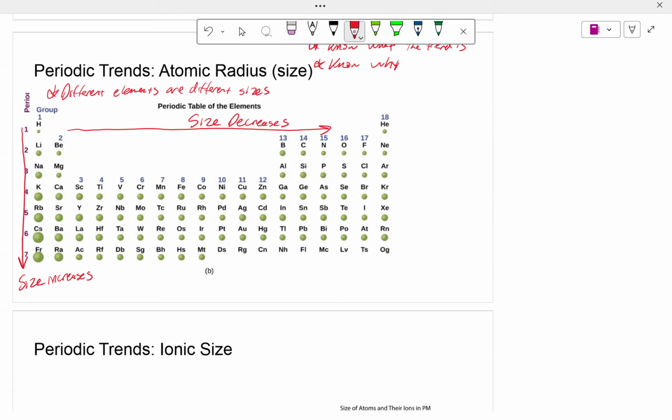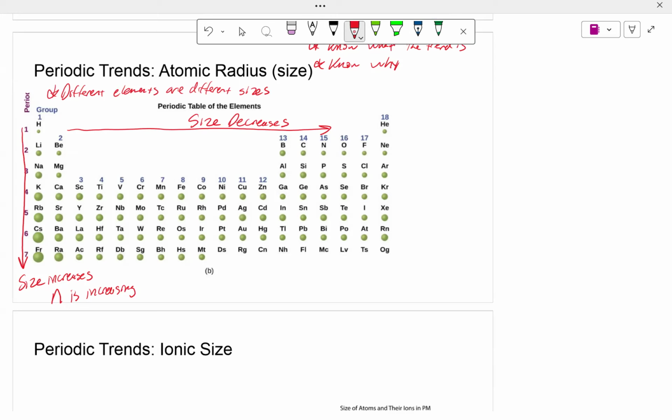So I want you to think about that a little bit. Why would size increase going from top to bottom? Well, as you go from the first row to the second row to the third row and so forth, n is increasing. The energy levels are increasing. Think about adding another floor to your electron hotel. So lithium has 2 floors, sodium has 3, potassium has 4, and so on and so forth. So you're literally increasing the radius by adding more, quote unquote, electron floors or energy levels to the atom.